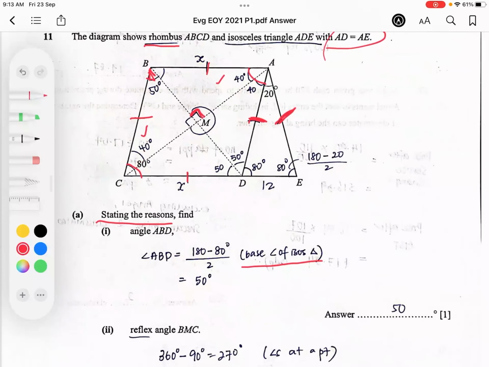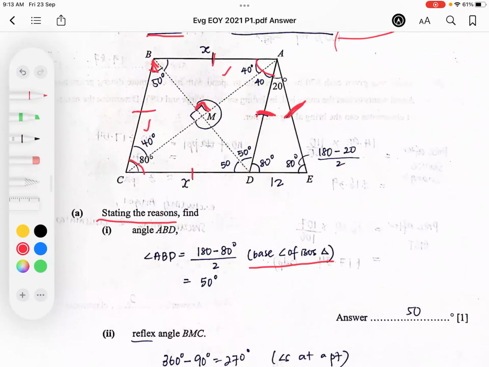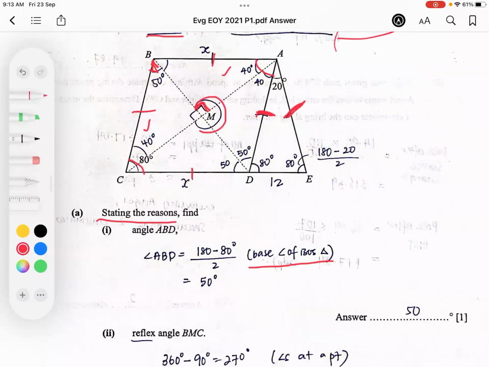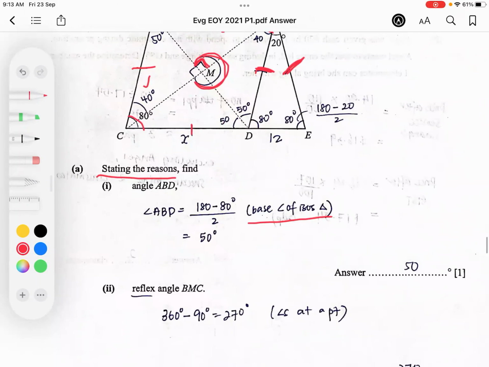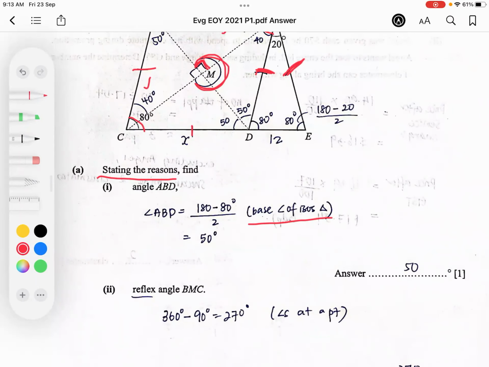Next one, reflex angle. They're just testing whether you know what is reflex. So B and C, you already know that's 90 degrees. You can take 90 degrees times 3. But because I wanted to write a reason, I just wrote 360 minus 90, angles at a point. If you write 90 times 3, you can say the diagonals bisect each other at 90 degrees.